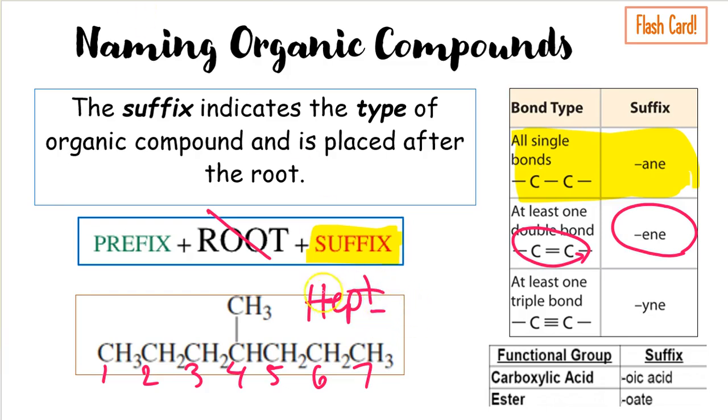So that means instead of just hept, I will add to my root and put ane as my ending. So this is actually heptane. But we still have to account for the CH3 group, right? We still have to ask ourselves, wait a minute, what is this CH3 group? And how am I supposed to learn about naming that? And that's going to be next.